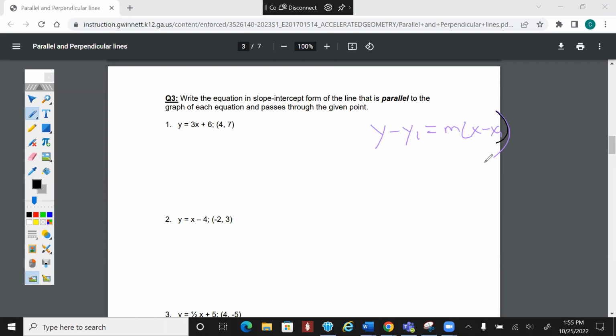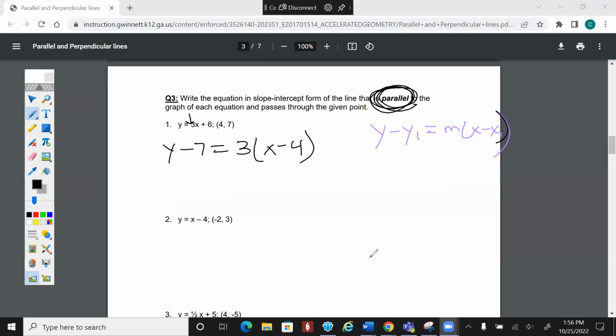Okay. All right, so now what you're going to do is you're going to take the slope, and since it's parallel, that means you're going to use this slope to plug in. So we're going to get y minus 7 equals 3 times x minus 4. So what I did is I took this point and this slope and plugged in.